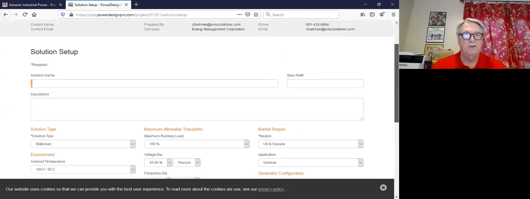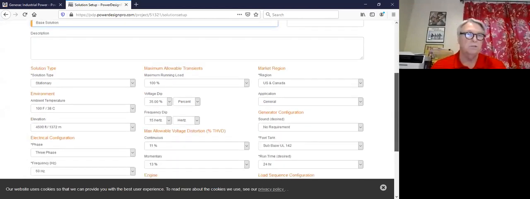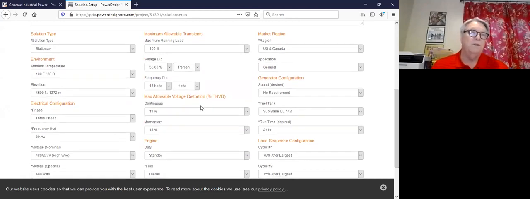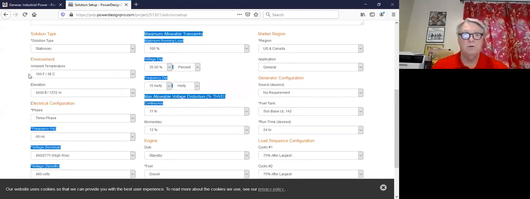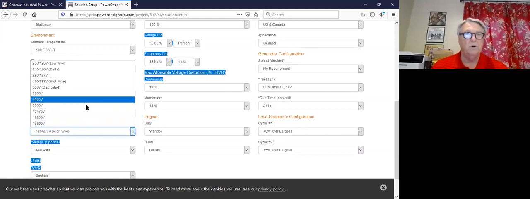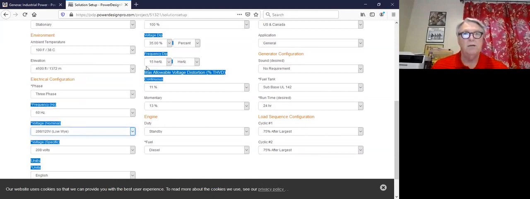So let's go down here and just fill in some things. I will just call this one my base solution. Right there, that's what I generally do. And then other solutions, I'll say, well, this one is my 10% voltage solution or what have you. So we just fill in our typical stuff. There's a stationary generator, 100 degrees elevation. I have 4,500 feet because that's a typical elevation in Salt Lake City, but elevation's very important and the program will automatically adjust for that. We'll say this is 3-phase 60 hertz, and let me change this just for fun to 208 volts. So I change that to 208 volts.